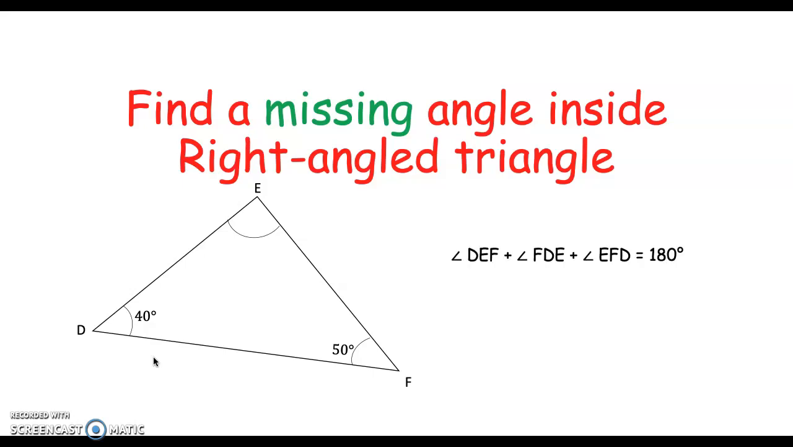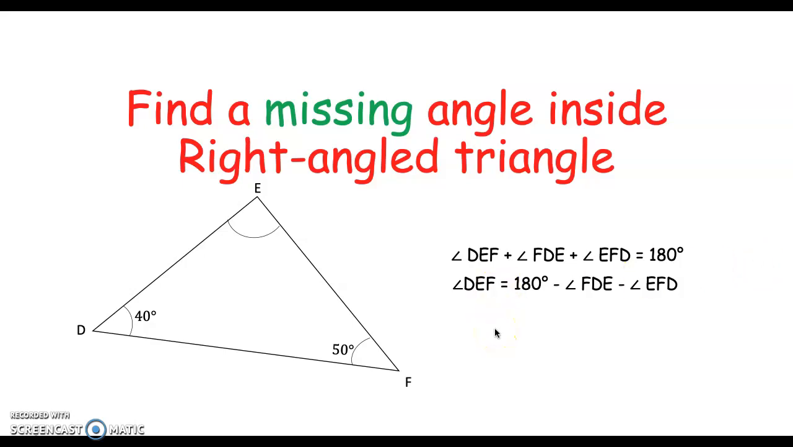Let's see. Angle DEF, that is this angle, plus FDE, that is this angle, and EFD, that is this angle. All three angles is equal to 180 that we know. Now, to find out DEF, we keep 180 and then we subtract the other two angles.